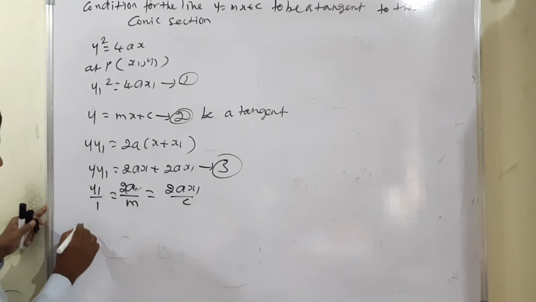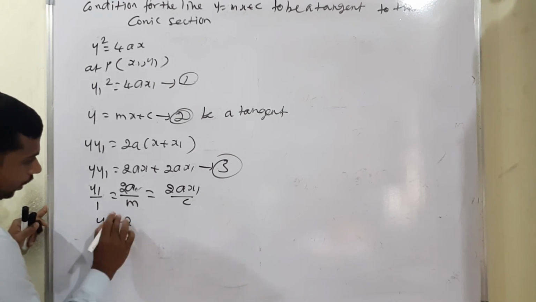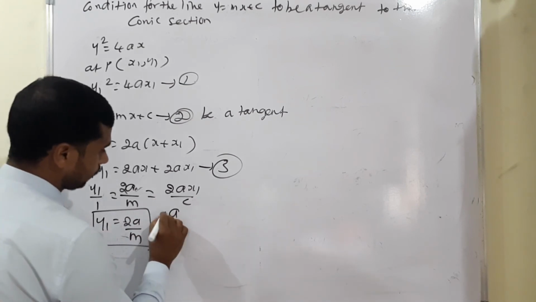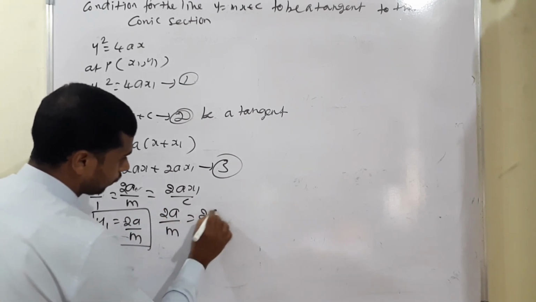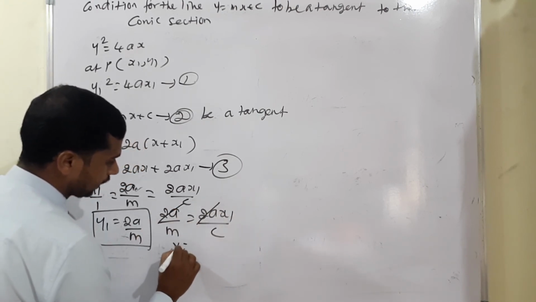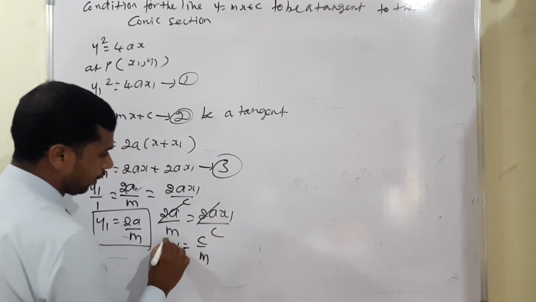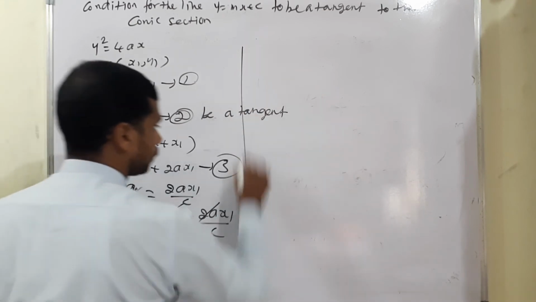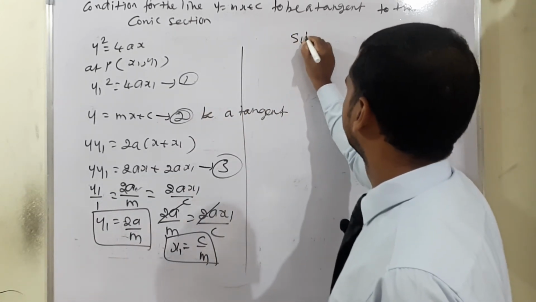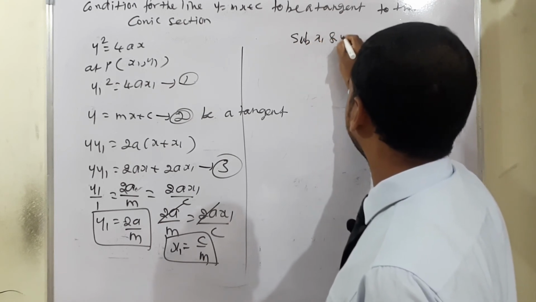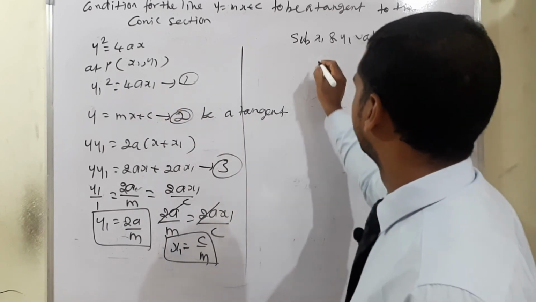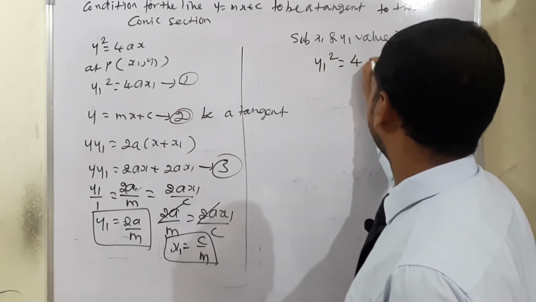Equating the first and second terms, y1 is equal to 2a by m, and from the second condition, 2a divided by m is equal to 2ax1 divided by c. Again 2a cancels, so x1 is equal to c by m. Now substitute the x1 and y1 values in equation number 1. What is equation number 1? y1 square is equal to 4ax1.